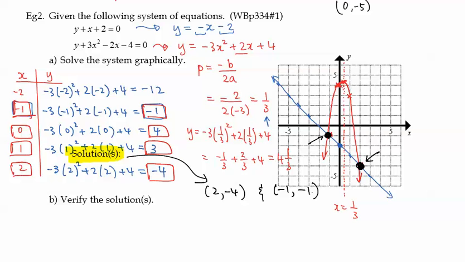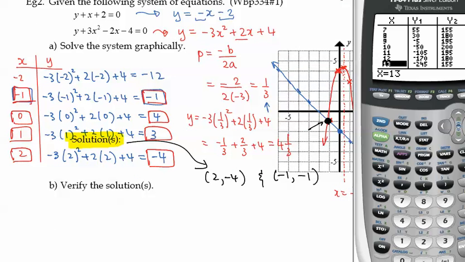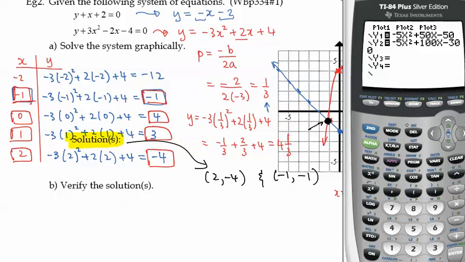So this is how we solve a system of equations by graphing manually. If you have a graphing calculator, your calculator will do everything for you. So here, if I have a graphing calculator, I will enter both equations into my calculator. Negative x minus 2 and negative 3x squared plus 2x plus 4. Get my calculator to draw both lines.